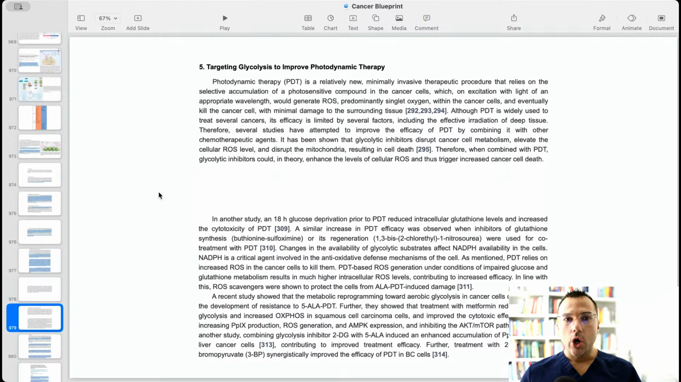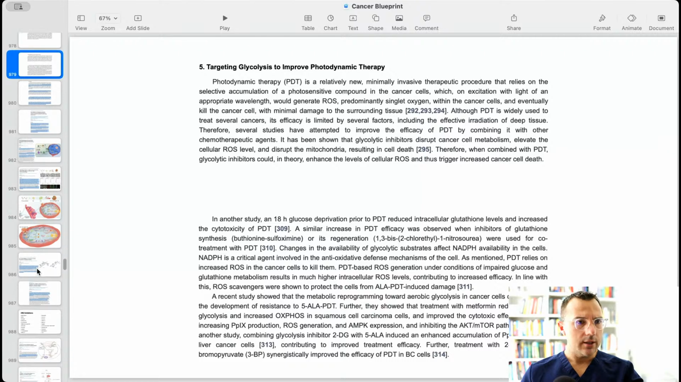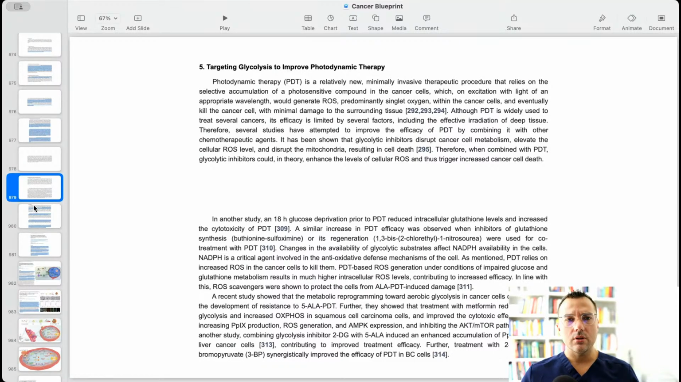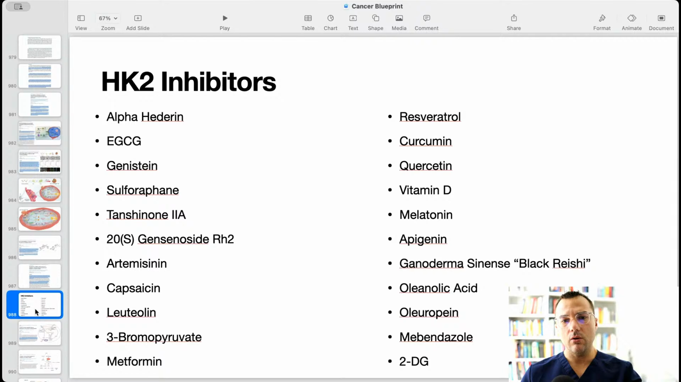Going down further, targeting glycolysis to improve photodynamic therapy. So this paper is very long, and there's a lot more to share. In fact, I've got about another 10 slides. I think what I'll do is I'll take a breather here, and I'll finish this paper, and I will touch on the natural inhibitors and non-natural inhibitors, basically all the inhibitors that we've learned so far that I was able to find, at least, that have effect on the hexokinase enzyme.